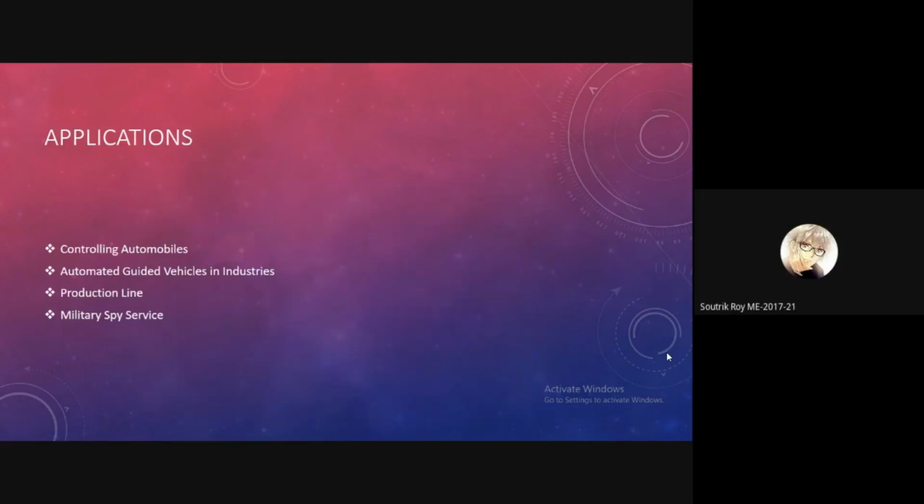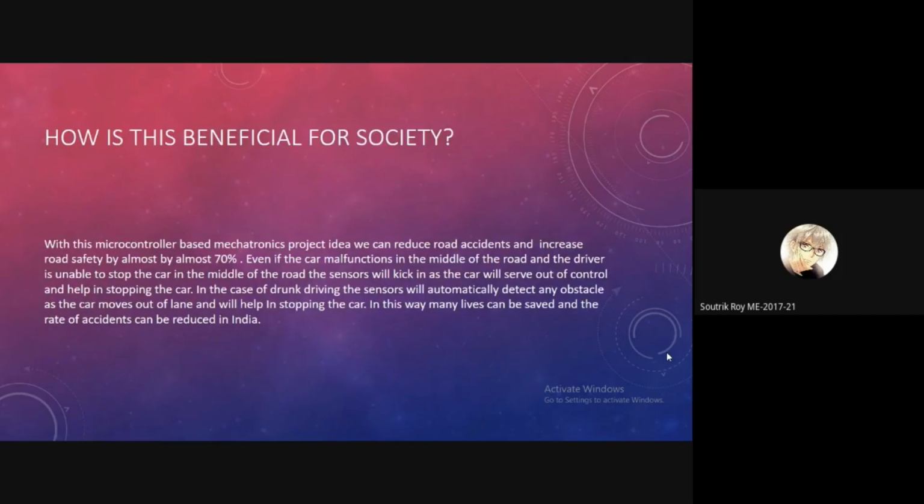Applications of this project are automatic controlling of automobiles, automated guiding of vehicles in industries, which will help in automatically guiding carrier vehicles to respective shelves and for placing and packing materials in the production line, and in military spy service. Let me tell you how this project is beneficial for the society. The microcontroller-based mechatronics project can reduce road accidents and increase road safety by almost 70%, which is a very big number for a country like India, where road accidents happen every now and then.